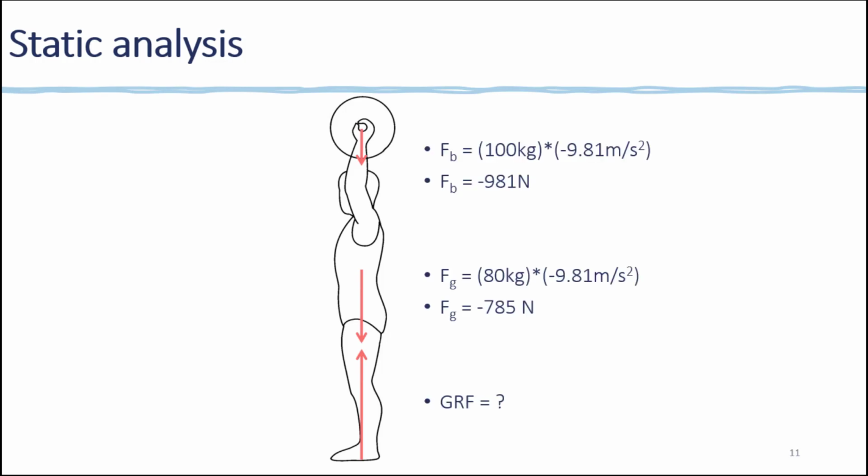So let's say that the barbell has a mass of 100 kilograms. Then we can use our F equals ma equation and find that the force of the barbell is 981 newtons acting downwards on the athlete. We also know the mass of the athlete, which is 80 kilograms. So using that same equation, we find the force of gravity to be negative 785 newtons, right? It's in the same direction as the reaction force from the barbell. They're both acting downwards. And now the only force that's left to solve is the ground reaction force, this force down here.